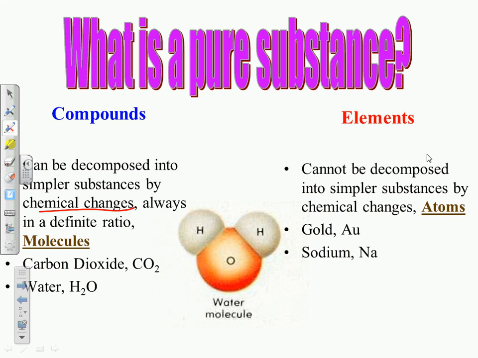We see that carbon dioxide's chemical formula is CO2, meaning for every one carbon atom, there's two oxygen atoms. So it's a 1-to-2 ratio. And it has to be in that specific ratio or it will not be carbon dioxide. Same with water, right? In a 2-to-1 ratio, 2 hydrogens for every 1 oxygen.